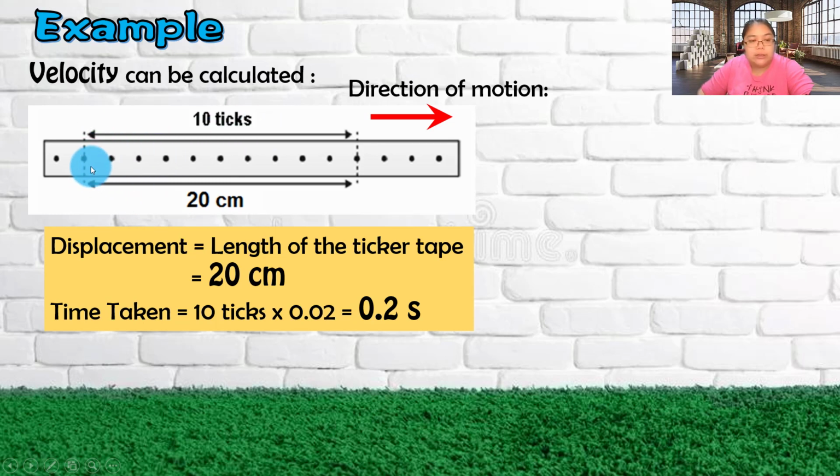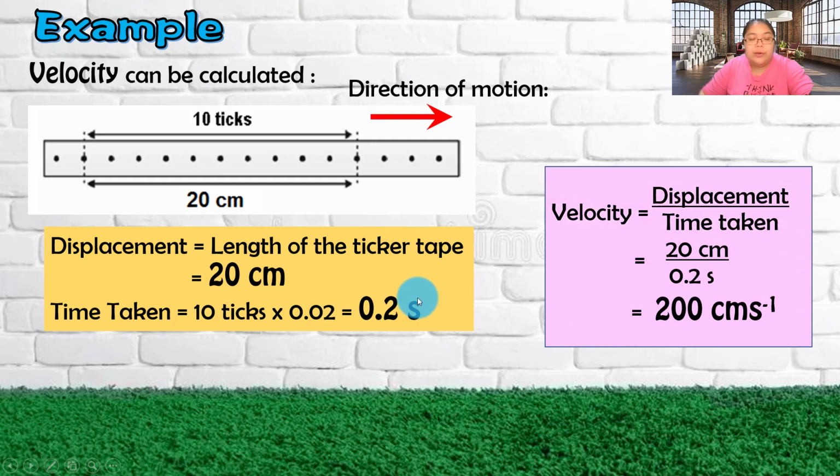Okay, we can do the calculation. 1, 2, 3, 4, 5, 6, 7, 8, 9, 10. We just count the spaces. The spaces represent the ticks. So I find they have 10 ticks. Remember, I just told you for 1 tick the time taken is 0.02. So from here the total time taken is how long? 0.2 second, because you take 10 multiplied by 0.02.